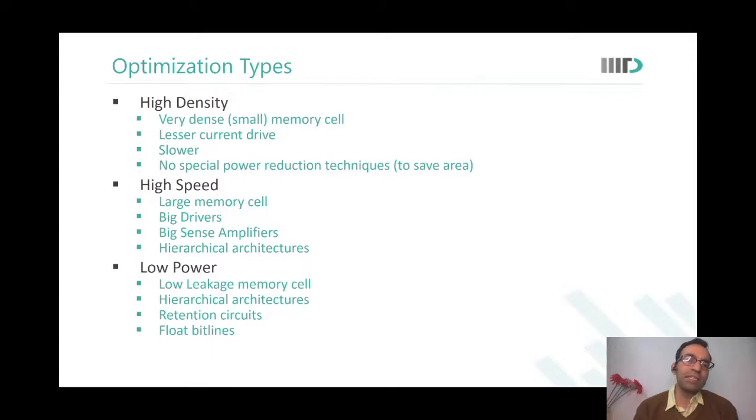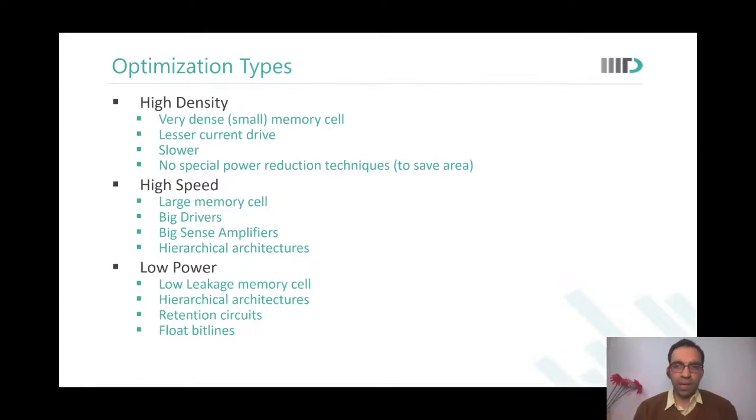If you want a high density memory, you will use a very dense memory cell, which, because it's very dense, the devices are small, so the memory cell current is going to be low. Memory cell current is low means you are slower. And because any additional features means more area, you may not have any additional features there. High speed memory means large memory cell, so that you can have a large current, big drivers, big sense amplifiers, hierarchical architecture, so that you can reduce capacitances that are toggling, and so on. Similarly, for low power, you could have special low power features like retention circuits or floating bit lines, and so on.